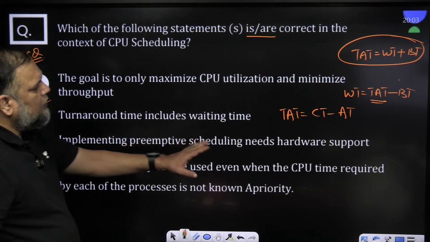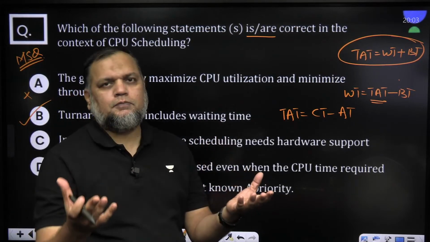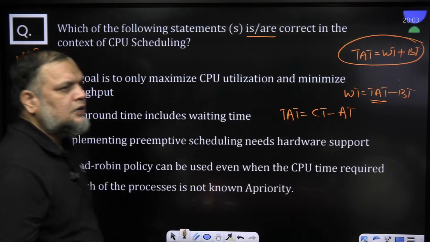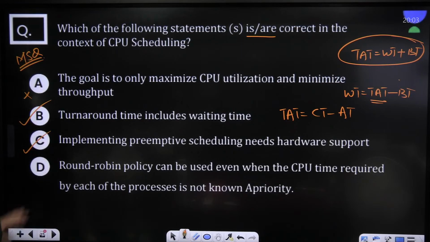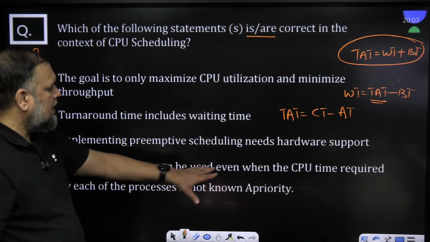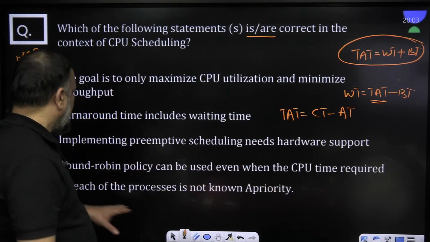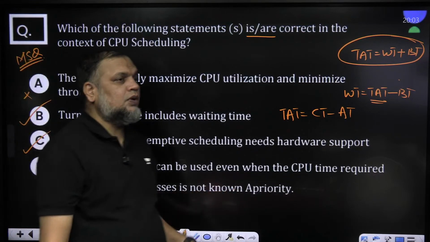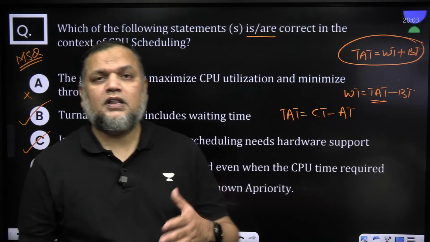Implementing preemptive scheduling needs hardware support in the form of interrupt. So therefore that is also perfectly correct. Round robin policy जो अभी हमने देखा can be used even when the CPU time requirement by each of the process is not known a priori. A priori का मतलब है beforehand.